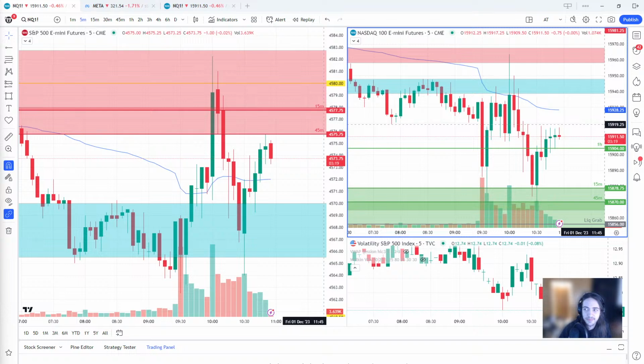I'll look to scale out of a few more contracts at 15,919 or 15,920, which is probably a key psychological level if we get up there. 3 minutes left, I think we will. Not liking it for the bulls. It looks like, yeah, I was gonna say.